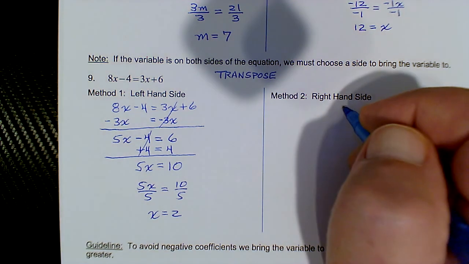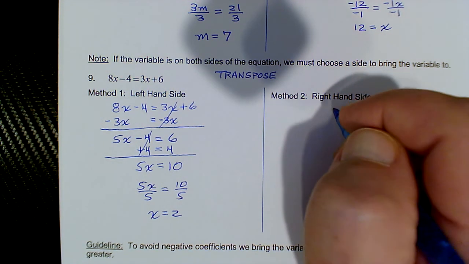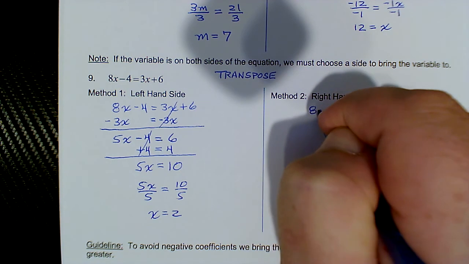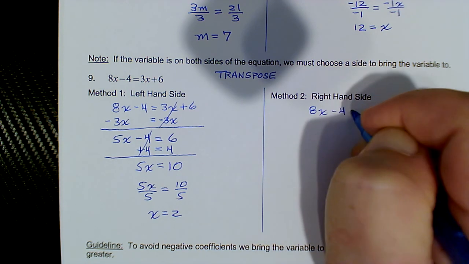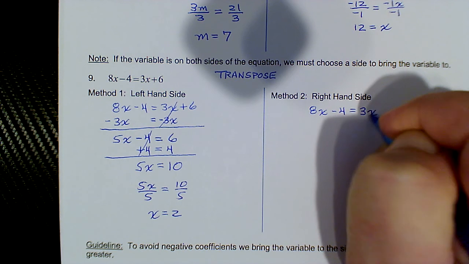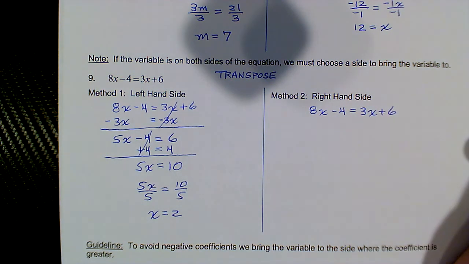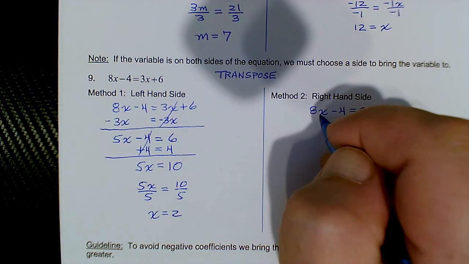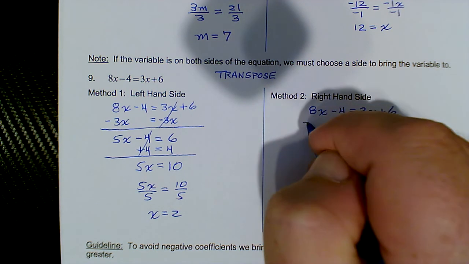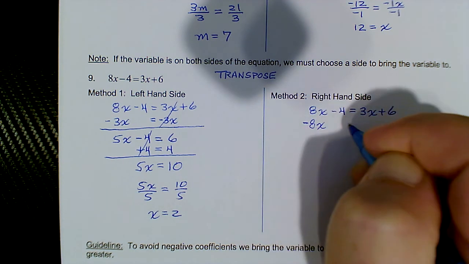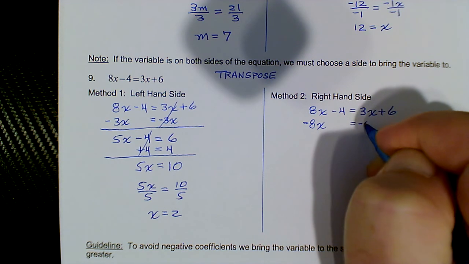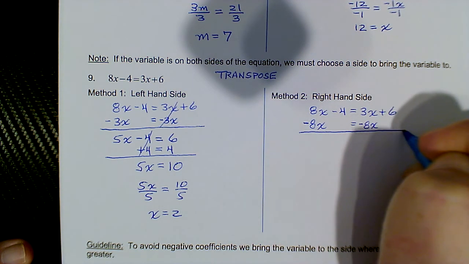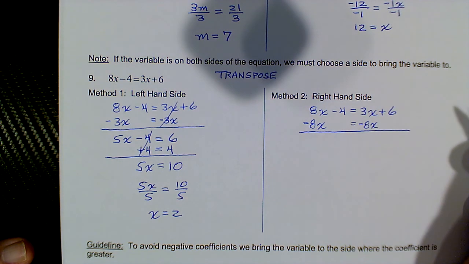Okay, so now let's consider bringing the variable to the right-hand side. So again, I'll recopy 8x minus 4 equals 3x plus 6. And if I'm going to bring the variable to the right-hand side, I'm going to transpose the 8x by adding the opposite, or subtracting 8x. I line up the equals, I put the minus 8x right underneath its like term of 3x.